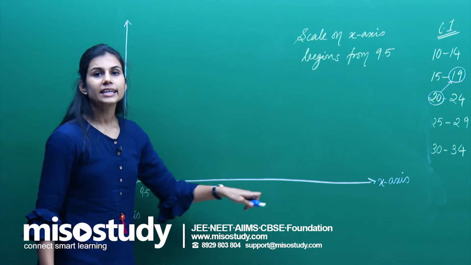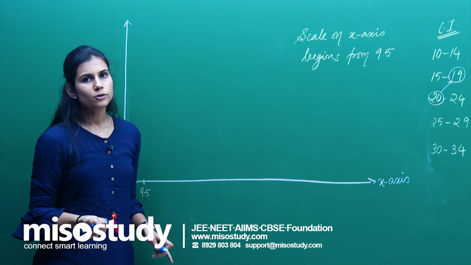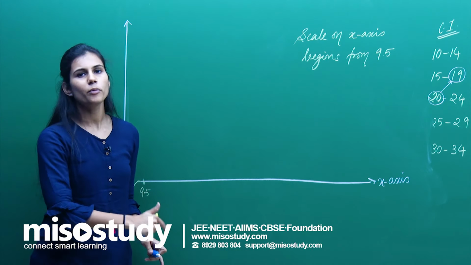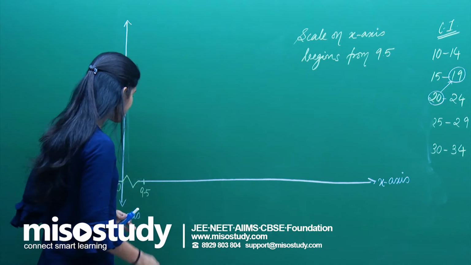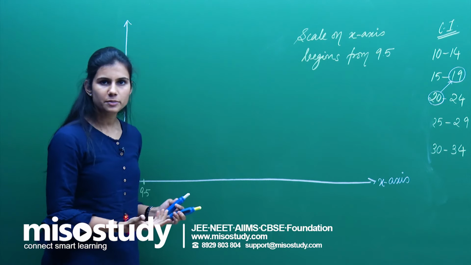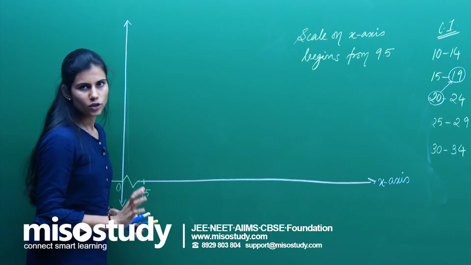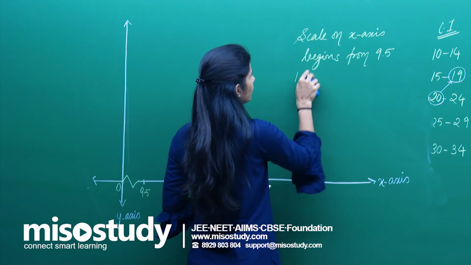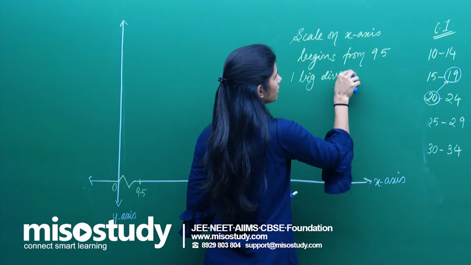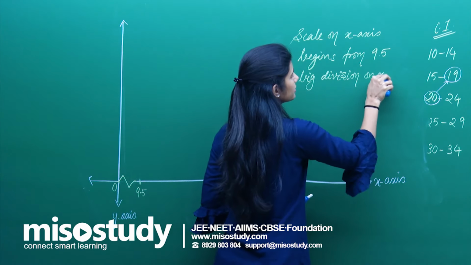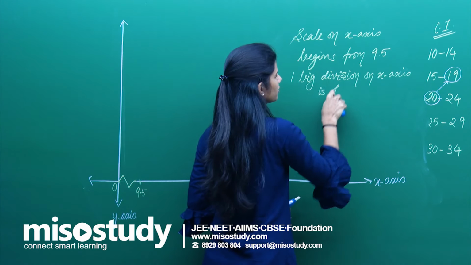Now here, how should I take the divisions? Of what length should I take each division so that I am able to incorporate the max value, which is 34.5, in my class intervals on the x-axis comfortably? So I will be taking what? 9.5 to 14.5 is my first class interval, a 5 unit gap. So I will be taking one big division of 5 units. So let's take that. One big division on the x-axis is of 5 units.